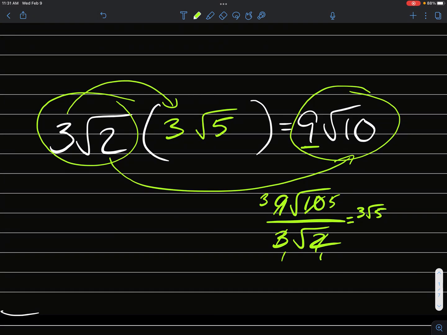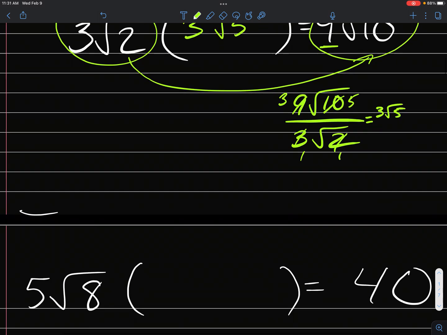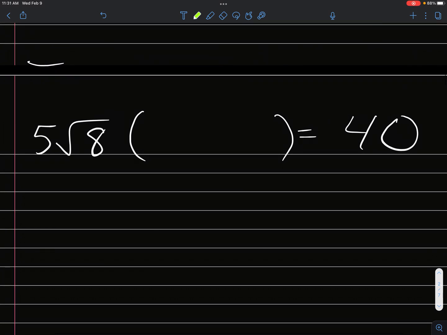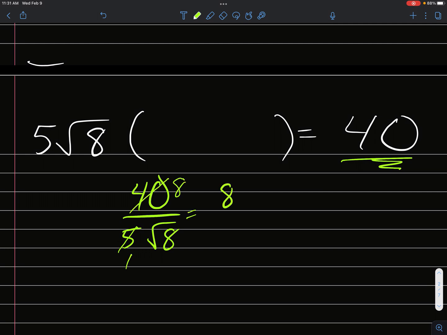We're going to do some problems where you can't just mentally do it. All right, well, you can do it, but it'll be a lot more difficult. Okay, something like this. Let's go into this. 40 divided by 5 radical 8. Okay, well, I can cancel 5. 5 goes into 40 8 times. So now we're left with 8 over radical 8.